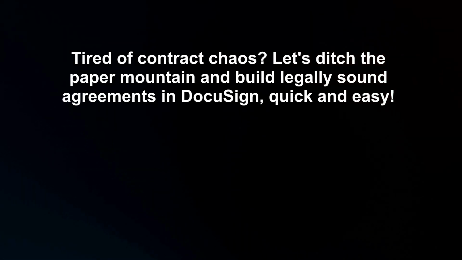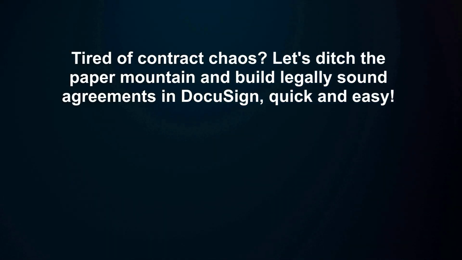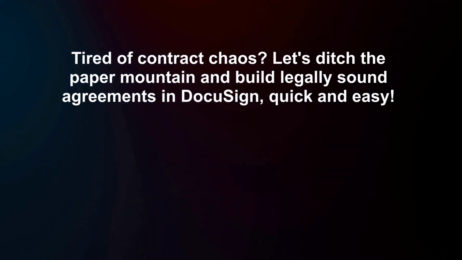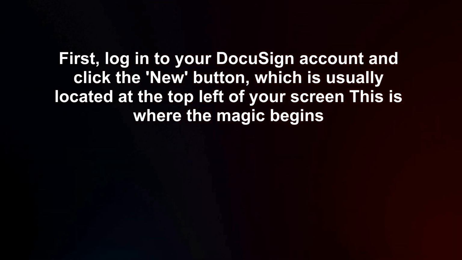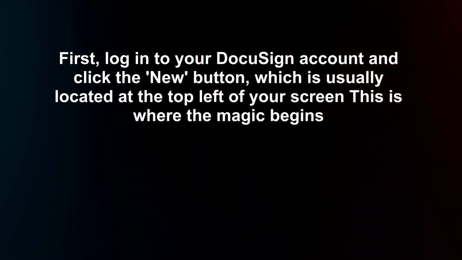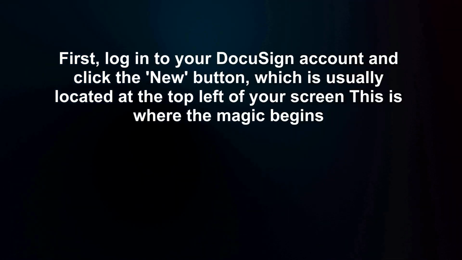Tired of contract chaos? Let's ditch the paper mountain and build legally sound agreements in DocuSign. Quick and easy. First, log into your DocuSign account and click the New button, which is usually located at the top left of your screen. This is where the magic begins.